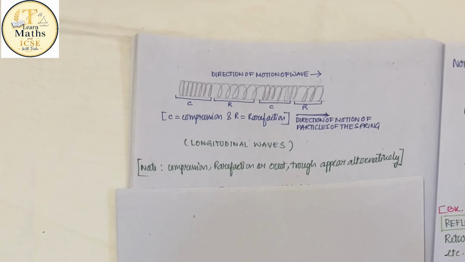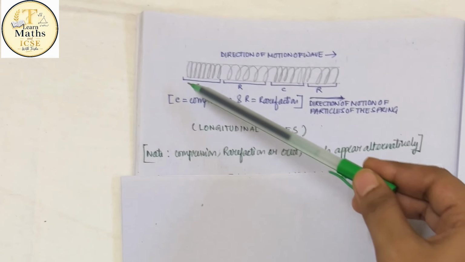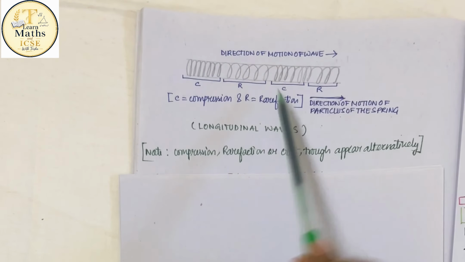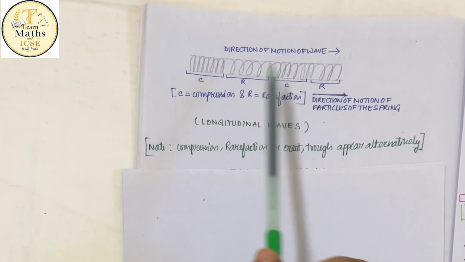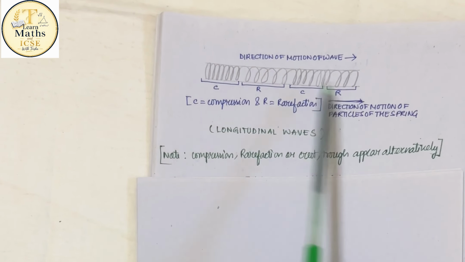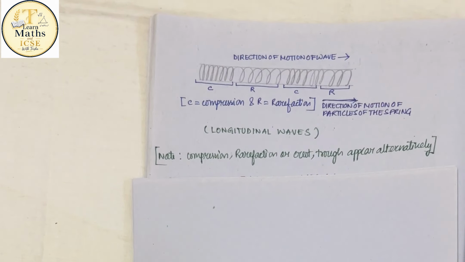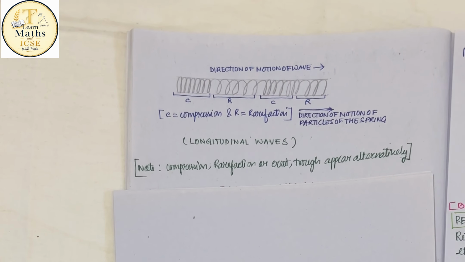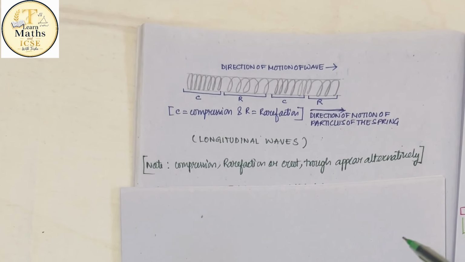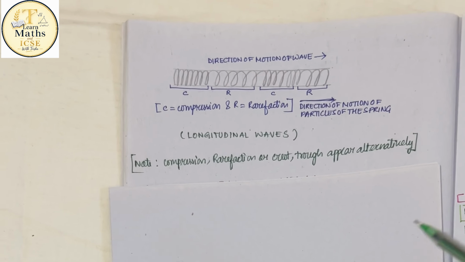Now see, this is the longitudinal wave. This is compression and these are rarefactions. This is the direction of motion of the particles of the spring along with the direction of motion of the wave. So both are in the same direction. That is called a longitudinal wave. One more thing we have to remember here is that compressions and rarefactions, or crest and trough, appear alternately. Both cannot appear at the same time.